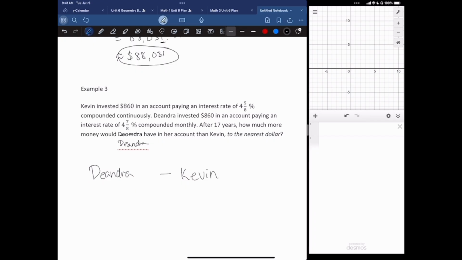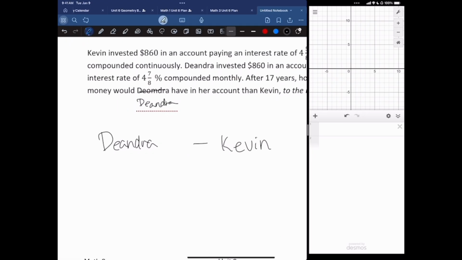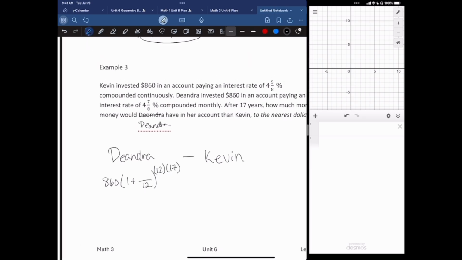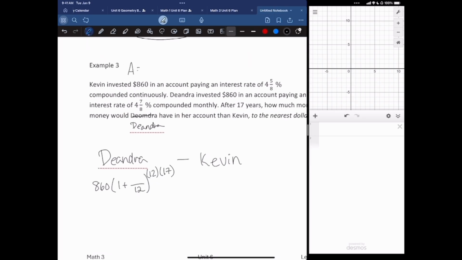Let's do it step by step now. Deandra invested $860. We're told that she compounded monthly, so we're going to be using our original formula. It's going to be 1 plus my interest rate over the number of times we compounded, in this case 12, all raised to the number of times compounded times the number of years. So that's our formula from yesterday: A equals my principal, 1 plus my interest rate over n, to the n times t. The formula for Kevin is going to look something like this. This is what we're talking about today: my principal, e to the r times t.